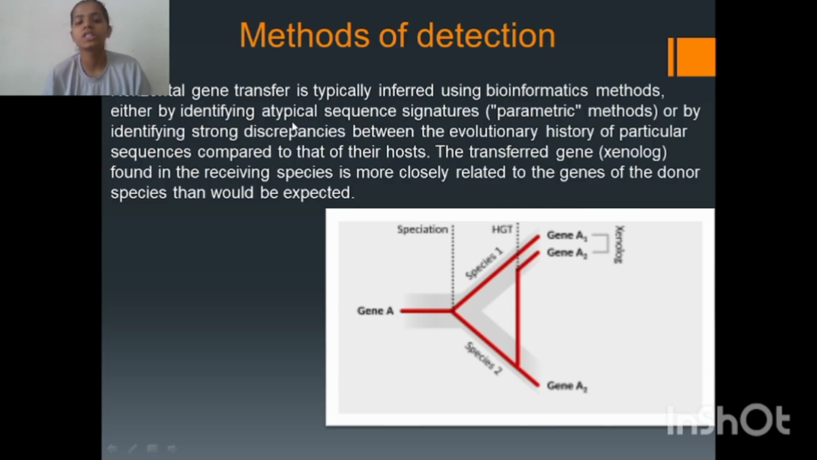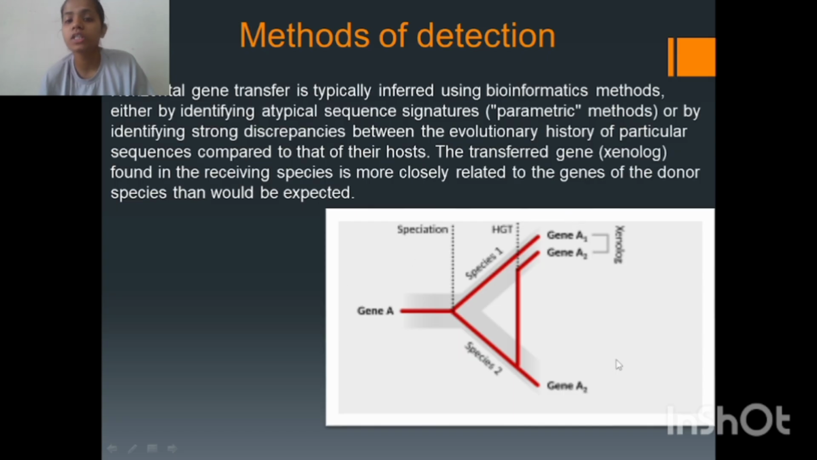Horizontal gene transfer is typically inferred using bioinformatics methods, either by identifying atypical sequence signatures, that is parametric methods, or by identifying strong discrepancy between the evolutionary history of a particular sequence compared to that of its host. The transferred gene found in the receiving species is more closely related to the gene of the donor species than would be expected. So here you can see a picture.